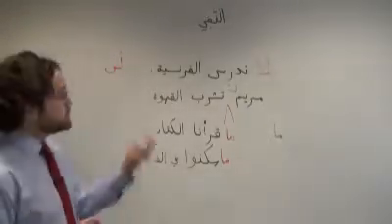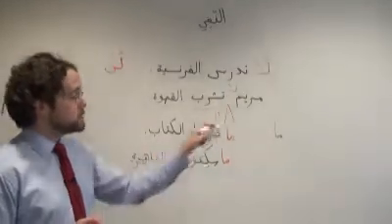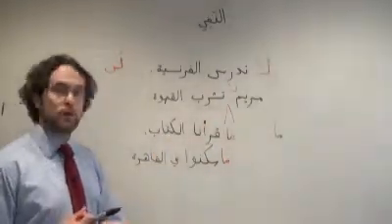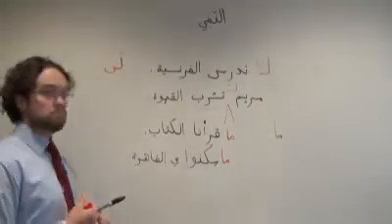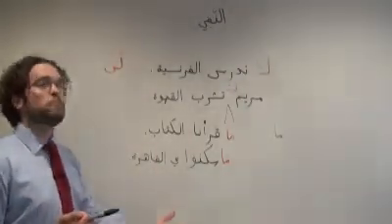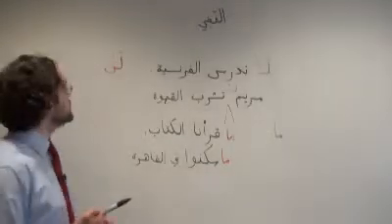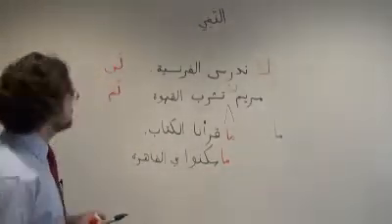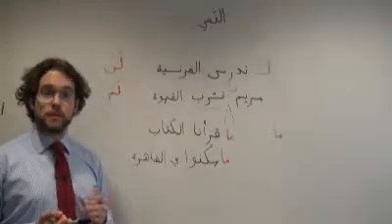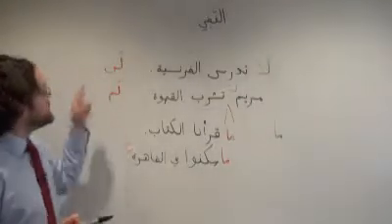We also have an alternative way of negating the past tense. We can use ma in standard Arabic, or in formal situations, in formal speechifying or written language, it's also very common to use another particle, lam, again in front of the conjugated present tense verb.